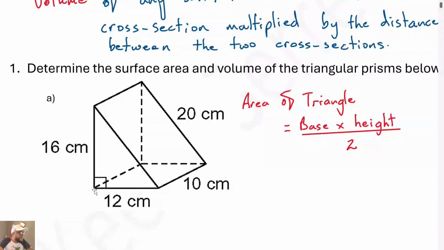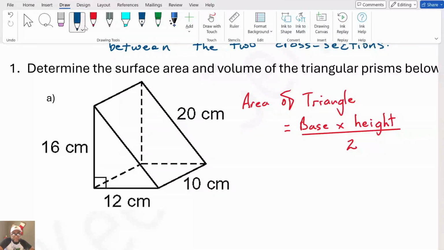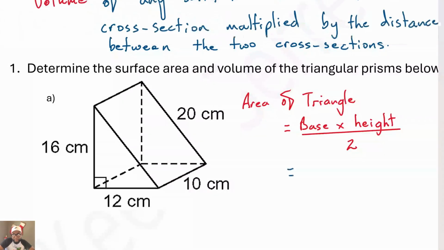Anybody? You can mute your mic, Tyrese. Anybody, what is the base of this triangle on the side here? Come on. What is the base of the triangle? 12. Excellent. What is the height of the triangle? 16, right? So I could work out that right here one anyway. We work it out right here.